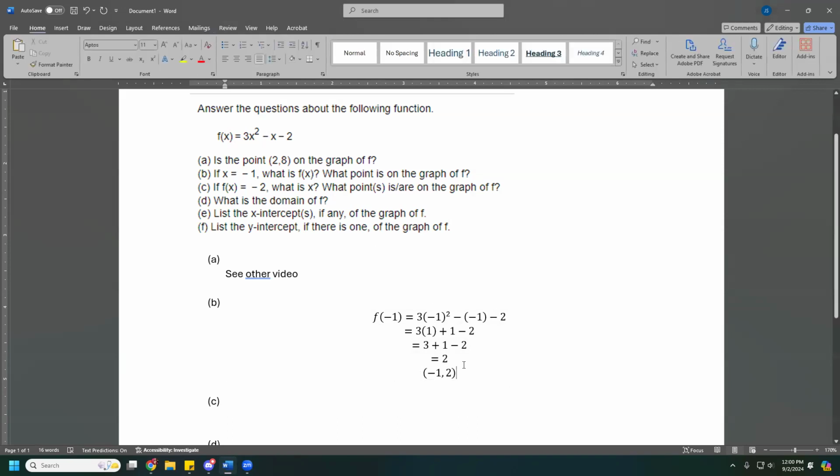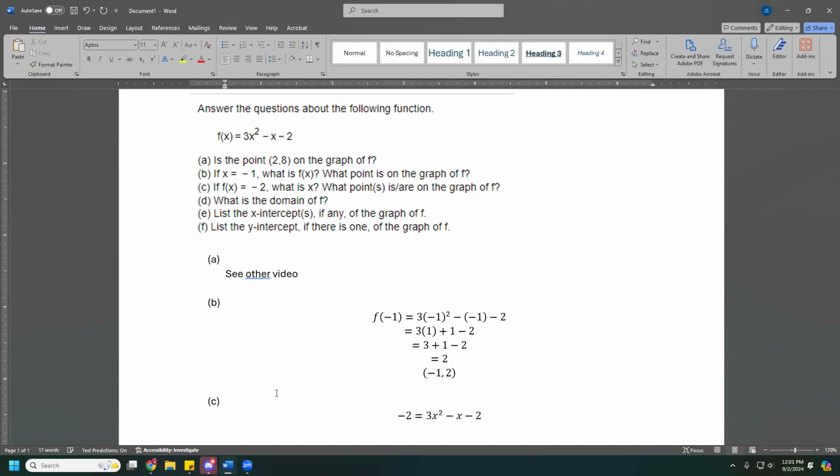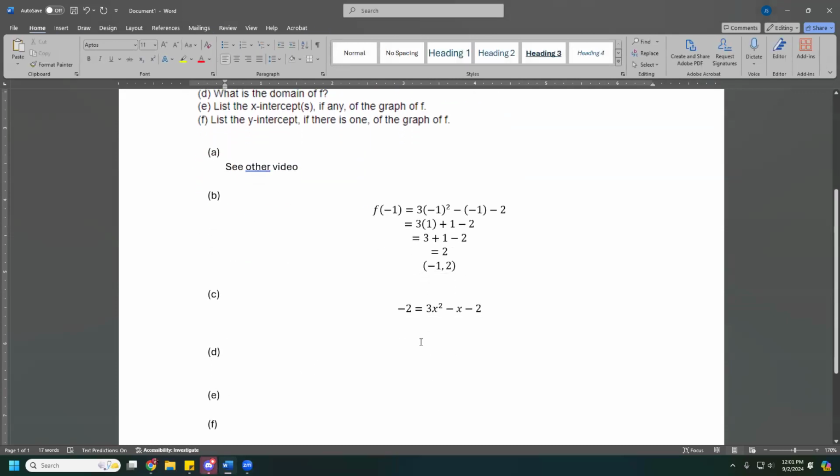Input, comma, output. Okay? This next part C is saying if I know my output, what did I plug in? So this is kind of taking part B and spinning it on its head. Instead of plugging in an x and simplifying, I need to swap out my y and solve for x. So I'm going to have -2 is equal to 3x squared minus x minus 2. And this needs to be solved for x.